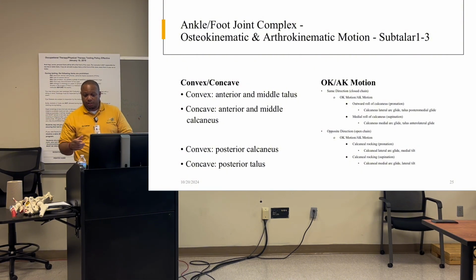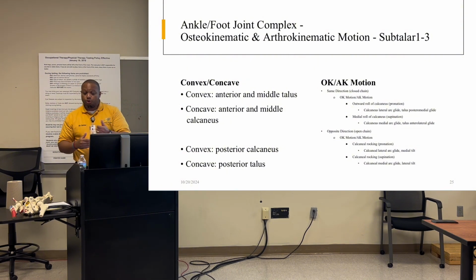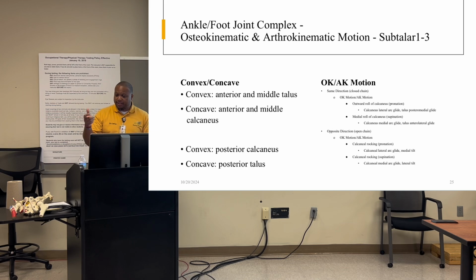With supination, in the closed chain position, there's going to be a medial roll. So we know the calcaneus is going to roll medially with supination. This is still in the closed chain position. That's going to be referred to as a calcaneus medial arc glide, and the talus is going to glide in an anterior lateral direction.